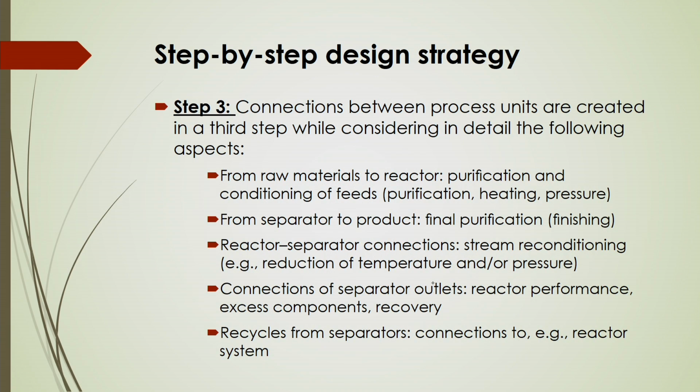Now, step 3, you have to connect between process units, and in that case from raw materials to the reactor, purification and conditioning of the feeds to be considered there, whether it should be heat sensitive or pressure sensitive that you have to consider. From separator to product, final purification that you have to consider based on your operating variables. Reactor separator connections, in that case process integration is coming, and in that case how you are combining these two, reactor and separator, to get your process design. In that case you can reduce the temperature and the pressure.